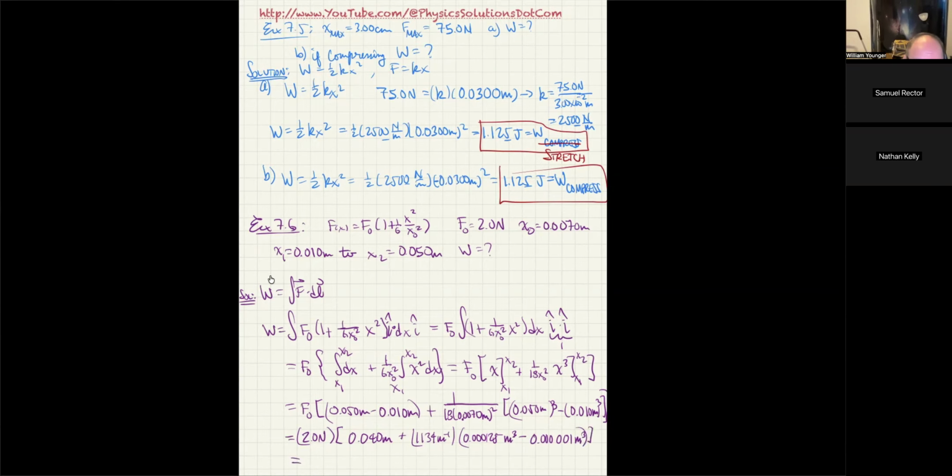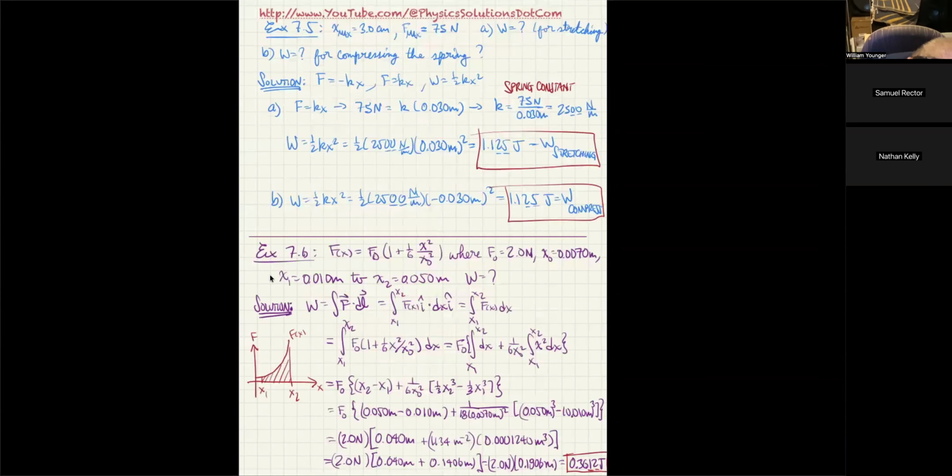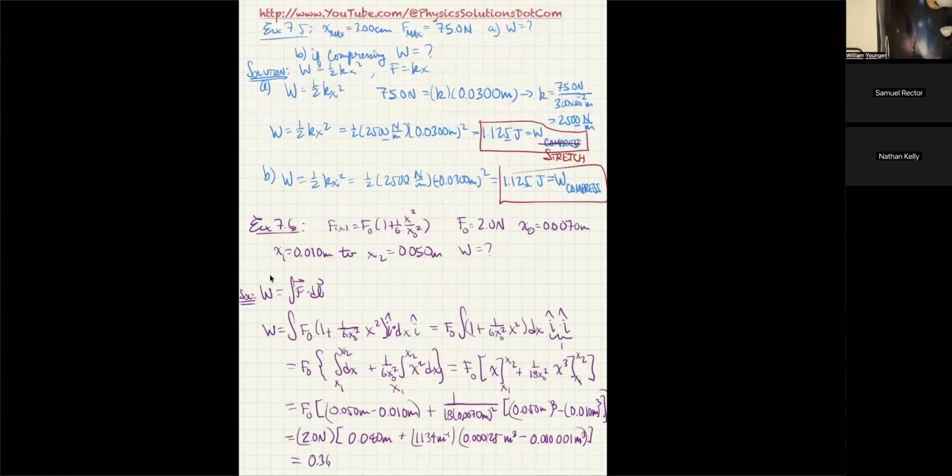All of this, once you do the math, turns out to be 0.3612, I think. So 0.3612 joules is the work done there. And that's the answer.